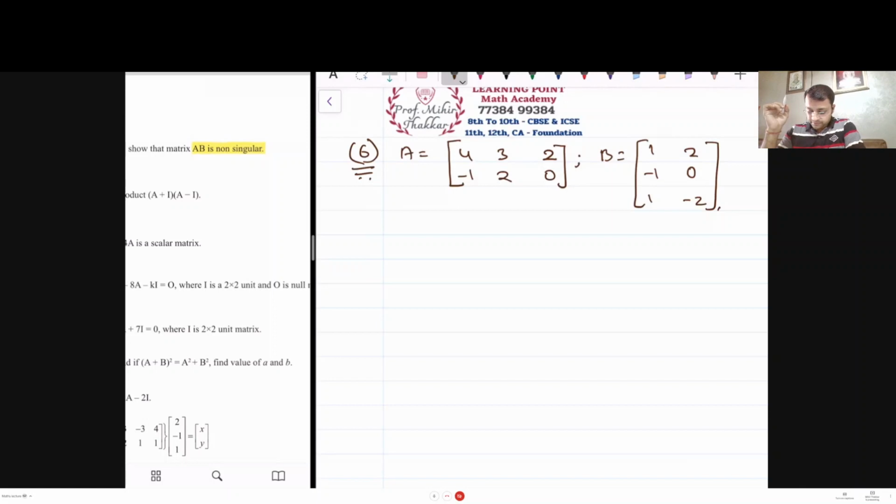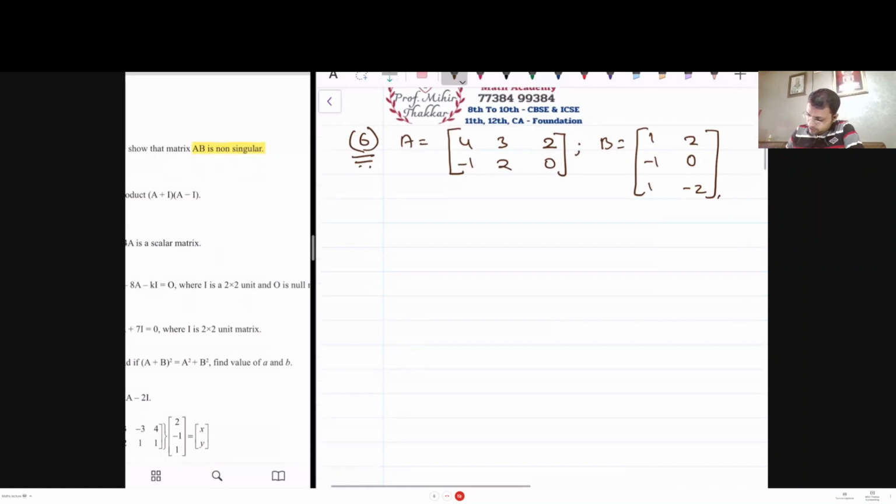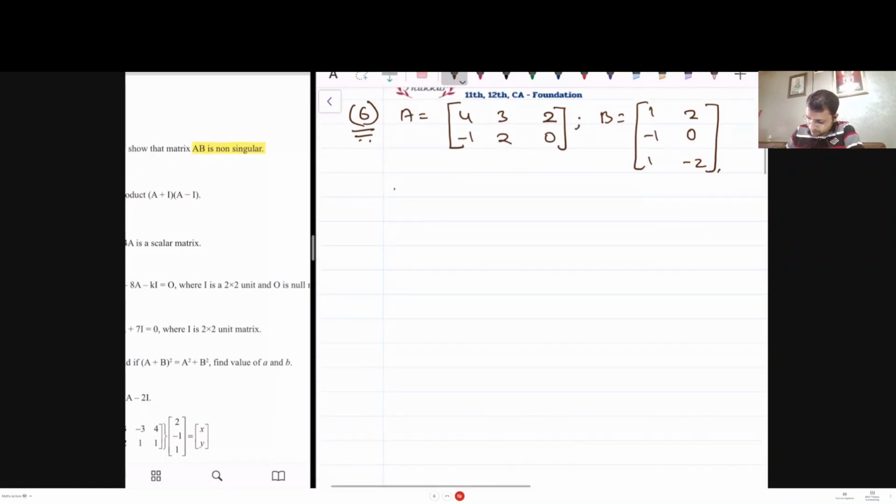What does it mean? When we want any matrix to be non-singular, we have to calculate the determinant of that matrix. So when I want to show that AB is non-singular, first thing that I need to do is I need to find the value of AB itself. So let us do it. AB is equal to 4, 3, 2, -1, 2, 0 into 1, 2, -1, 0, 1 and -2.